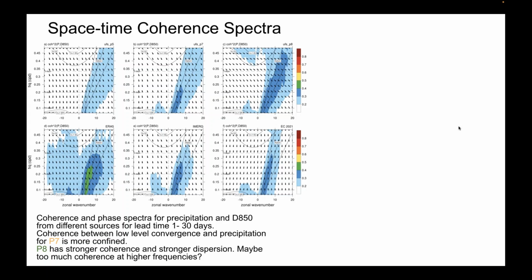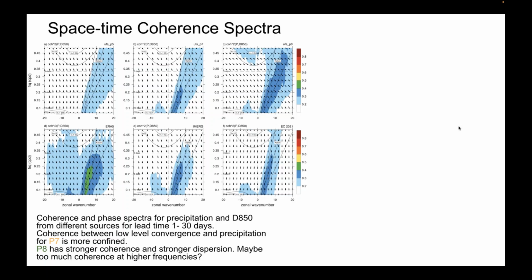So during the model development process, you can also use these. What I'm showing here are, again, space-time coherence spectra, and this time the top row is for several of the UFS prototypes: prototype 5, 7, and 8. And then on the bottom, ERA5 IMERG, and then also the ECMWF S2S model from the 2021 version.